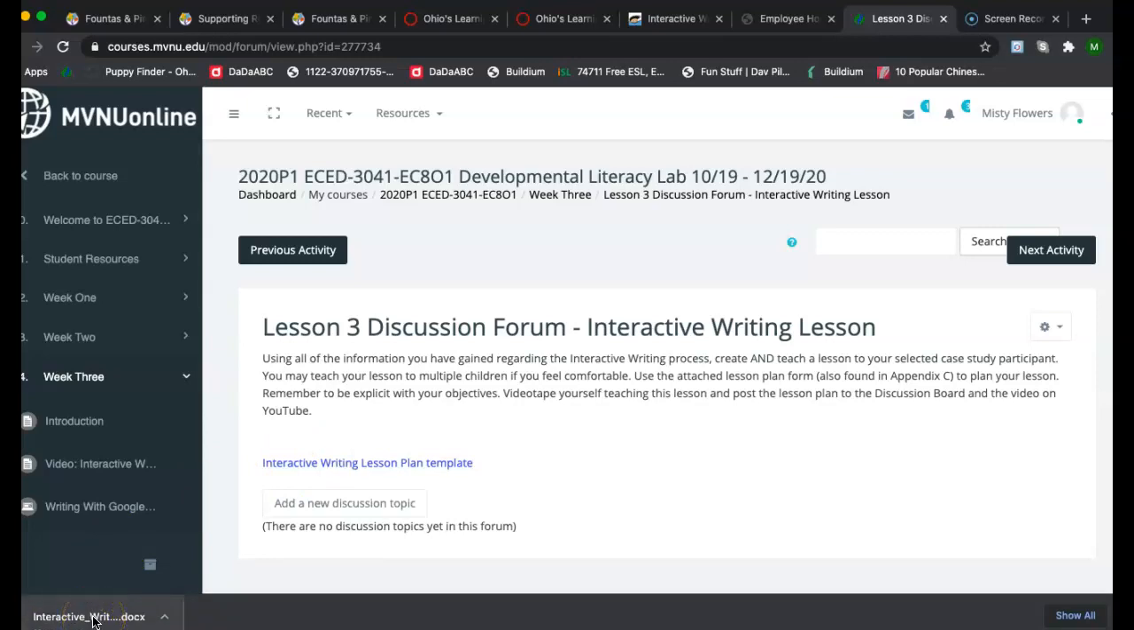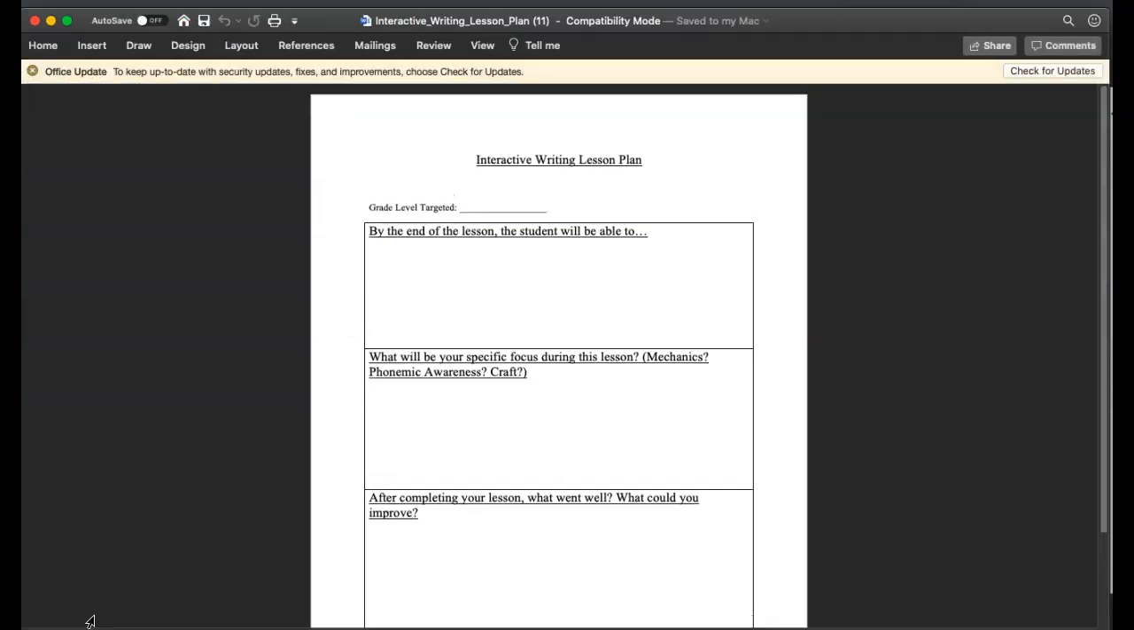And I want to talk for a moment about the lesson plan template. By the end of the lesson, the student will be able to, here's your objective. And please remember that it needs to be linked to a standard from the Ohio Learning Standards. What is your specific focus? Is it mechanics? Is it phonics? Is it the craft of writing?